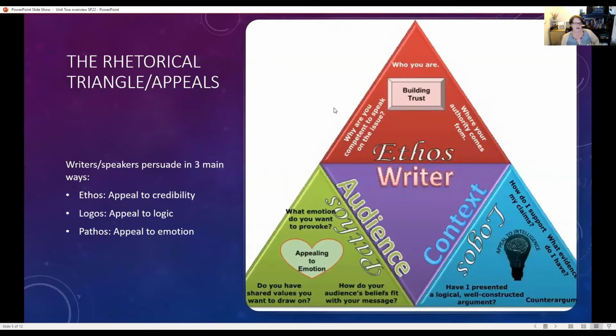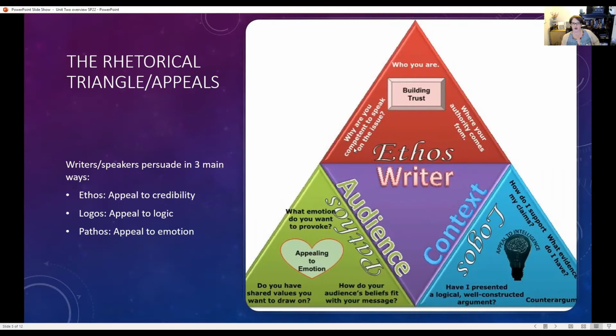Here's another graphic that is called the rhetorical triangle, and this shows you the interplay between the various rhetorical appeals, which you may or may not be familiar with, and the various aspects of the writing situation. So writers and speakers persuade in three main ways. We have ethos, which is the appeal to credibility, and that more or less corresponds with the writer, who you are as a writer. You want to build trust with your audience. You want to show that you're credible, right?